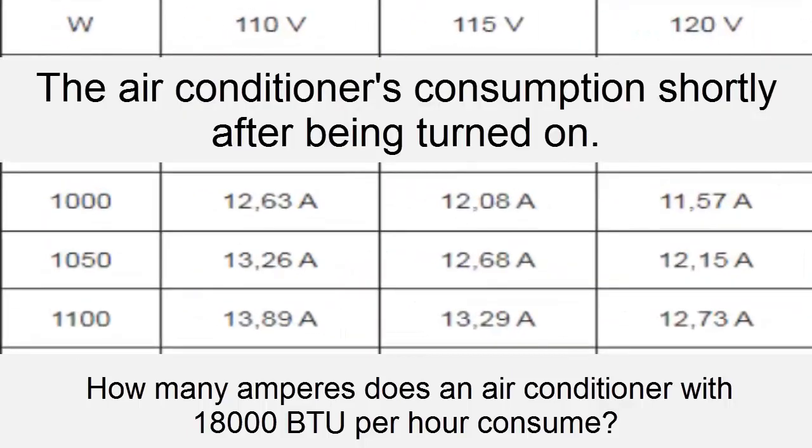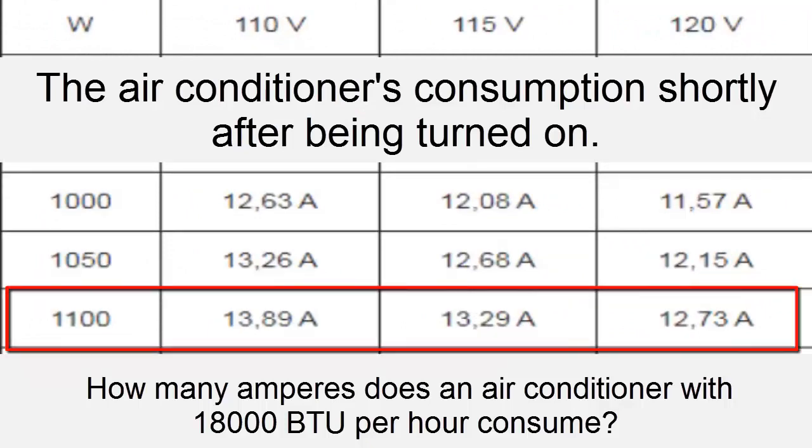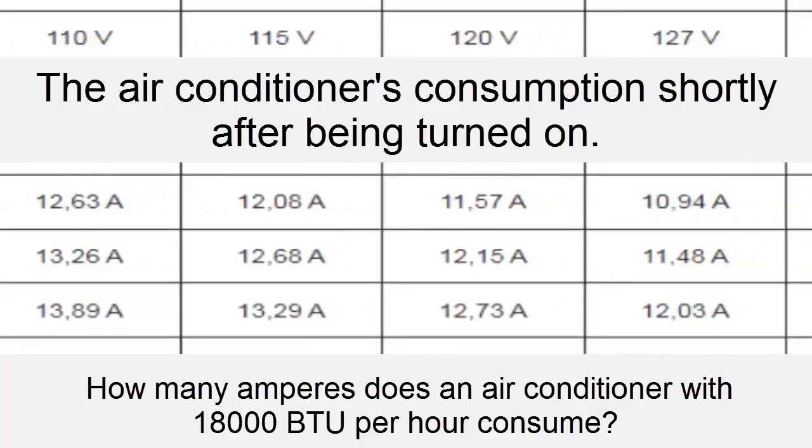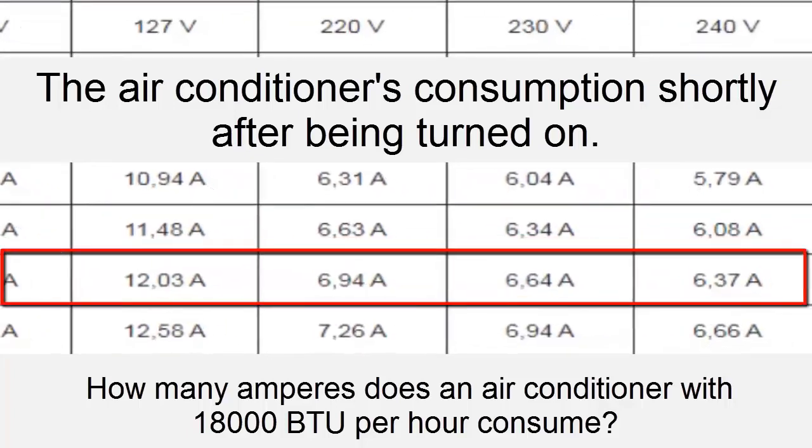For a single-phase power supply of 120 volts, the average current consumption of the equipment at 100% capacity is 12.73 amperes. For a single-phase power supply of 220 volts, the average current consumption of the equipment at 100% capacity is 6.94 amperes.